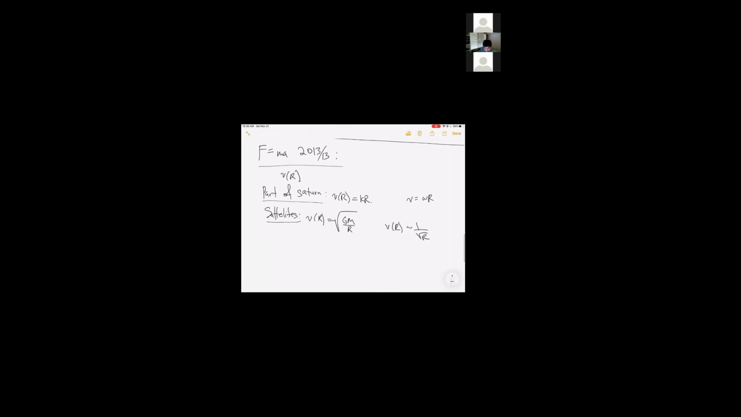All right. Any questions about this problem? I think the hardest part about this is distinguishing what it means to be part of Saturn versus part of the satellites of Saturn.